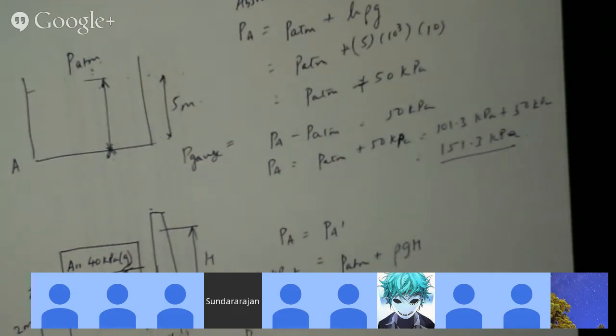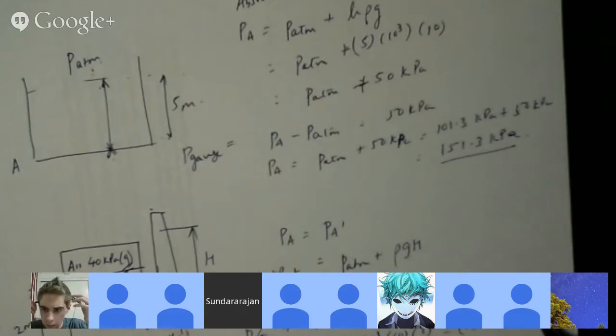Okay, so if you do that, you get P atmospheric plus 40 kilopascals plus rho G times 2 equals P atmospheric plus rho GH. So the atmospheric goes away, and here you have 40,000 plus rho, which is 10 to the 3, G is 10, times 2 equals 10 to the 3 times 10 times H. So this gives you 4 plus 2 equals H. So H is 6.